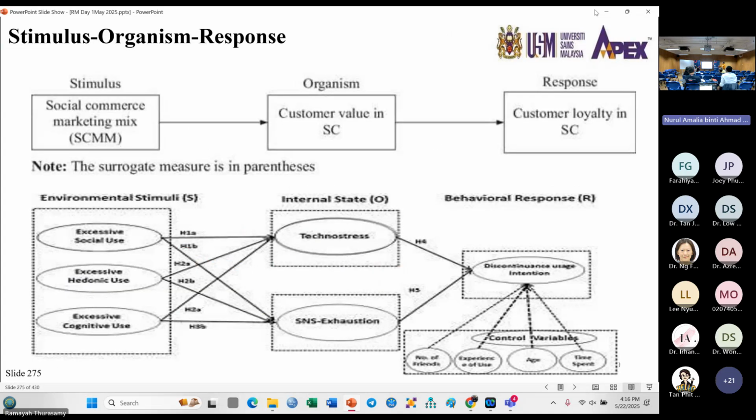Okay, for stimulus, organism, response, we can have one independent, one mediator, one dependent. We can also have one independent, two mediators, one dependent. Also can, and then some control level. Some control level.